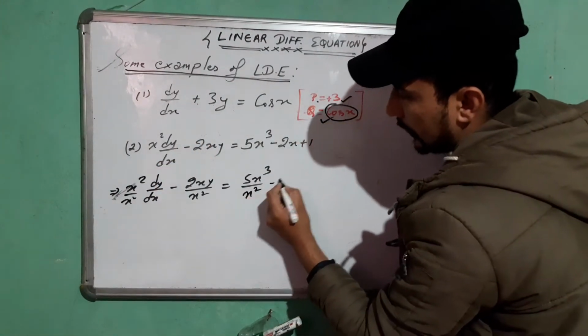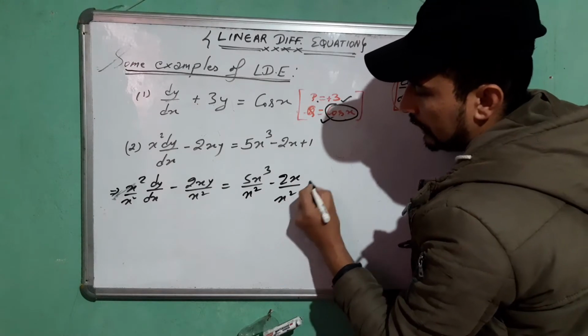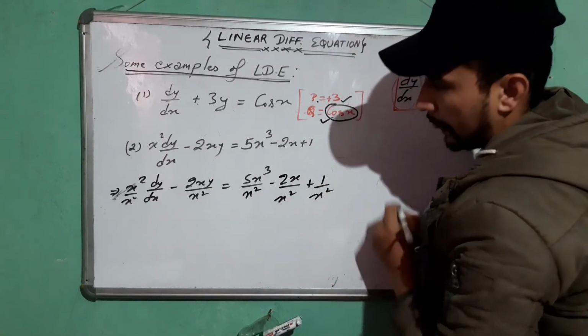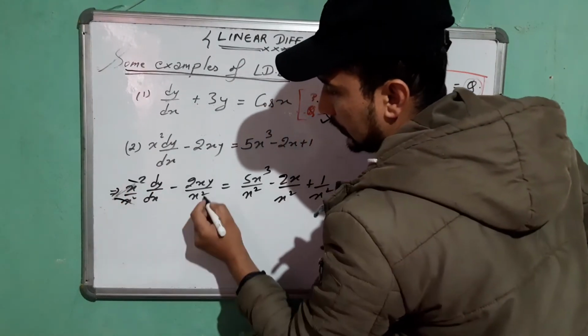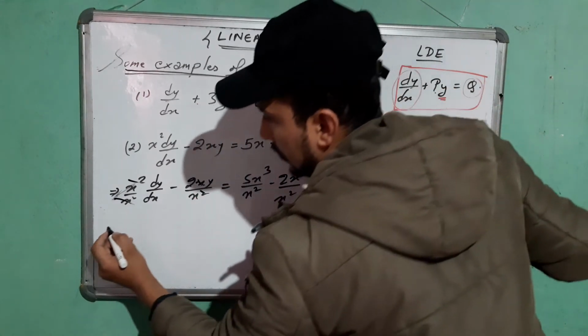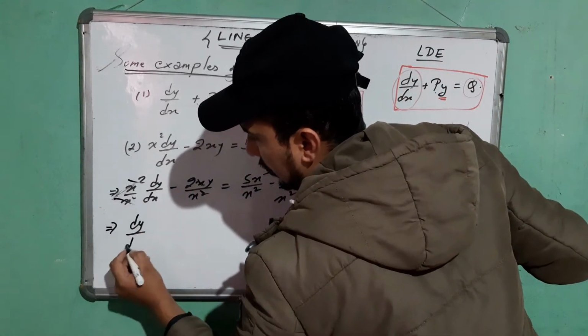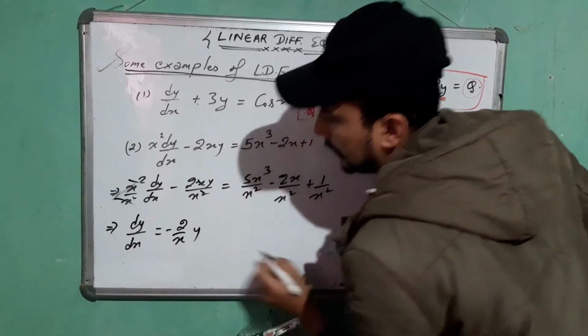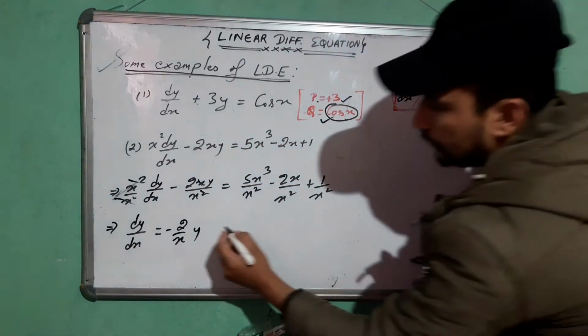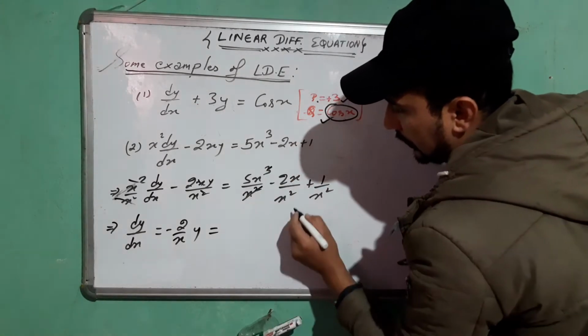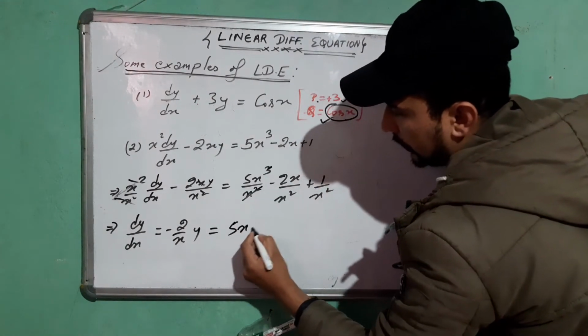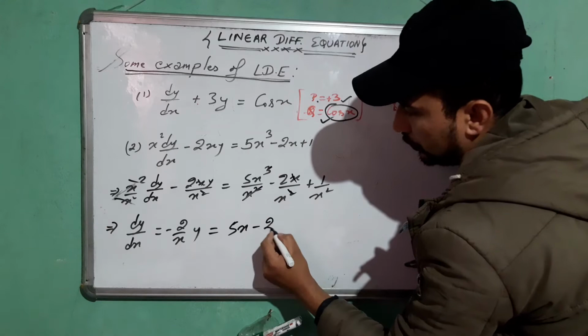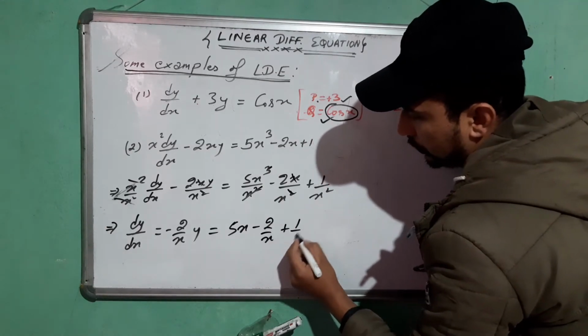x square minus 2x by x square plus 1 by x square. This and this get cancelled. This and this get cancelled. So dy/dx is equal to minus 2 by x times y. I'll write it like this. Okay, equals 5x minus, this and this get cancelled, 2 by x plus 1 by x square.